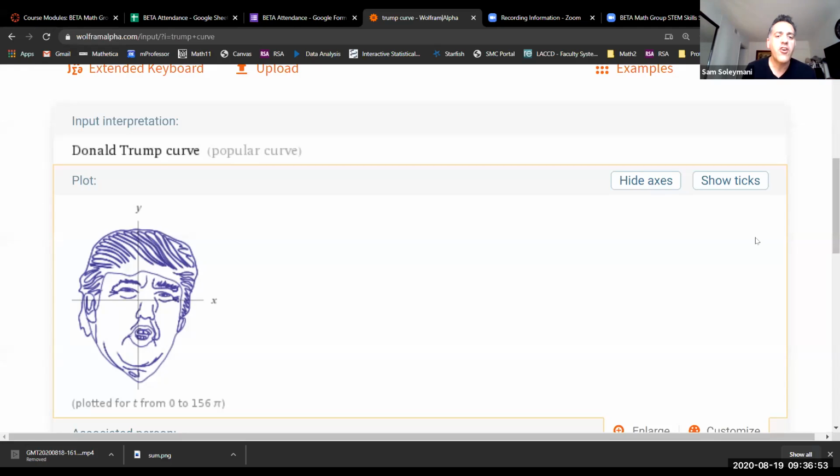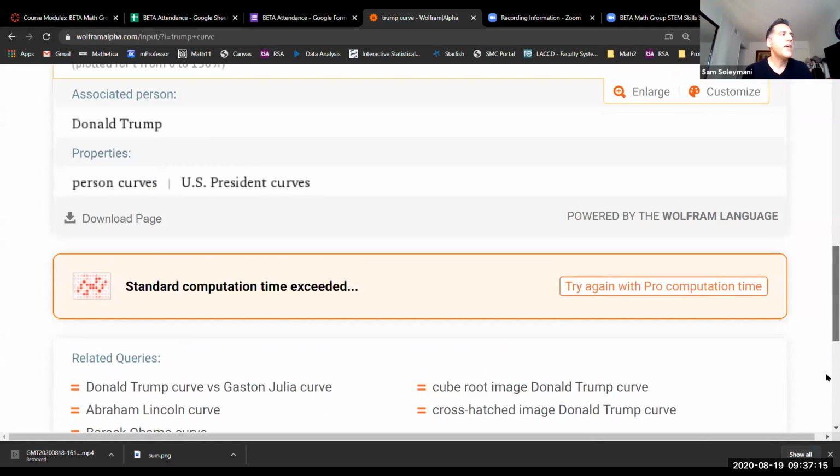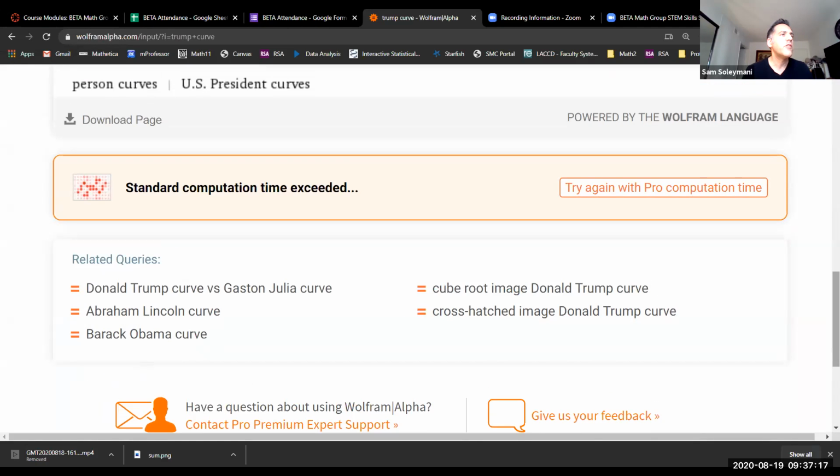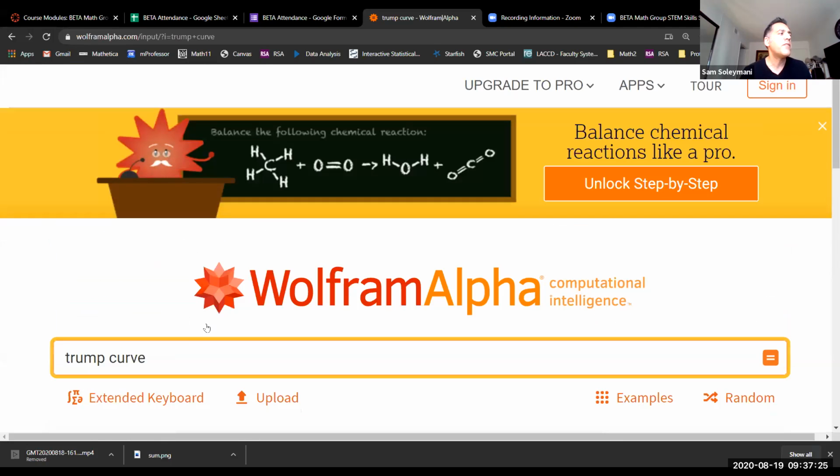Oh, this is not a drawing, you guys. This is not a drawing. This is actually the graph of a mathematical function. Do you guys want to see the function? Do you want to see the equation for his face? Look. I don't know, that equation is so big it sometimes doesn't show. Yeah, so it says the standard computation time exceeded. So let me graph somebody else, maybe.